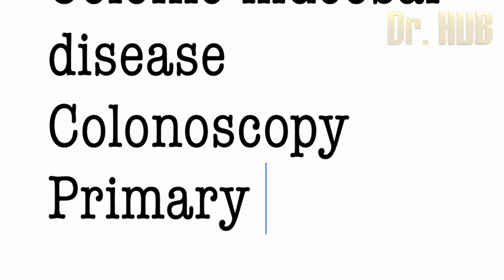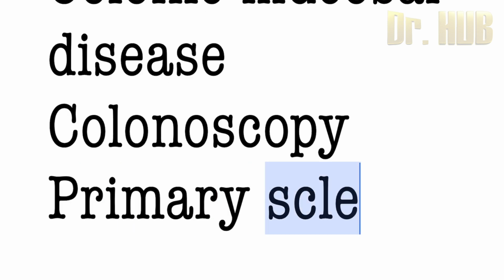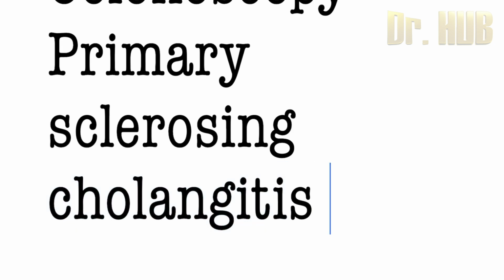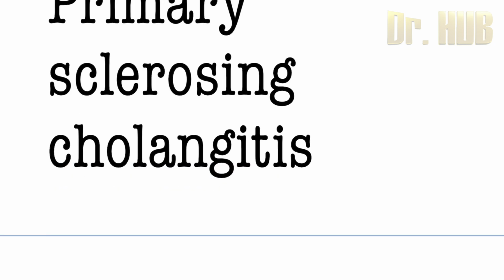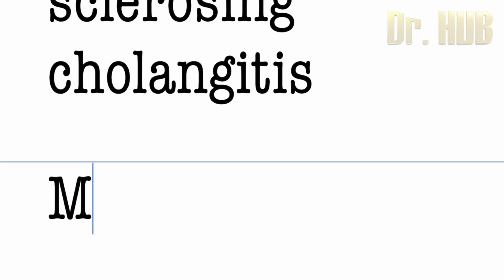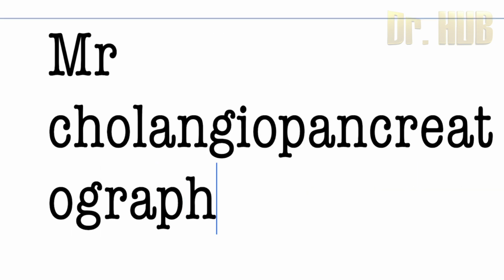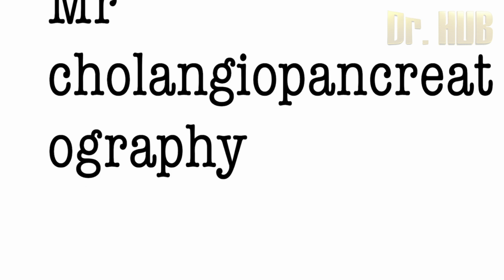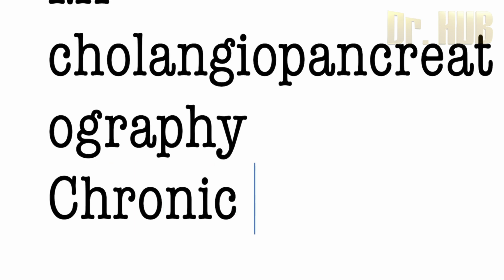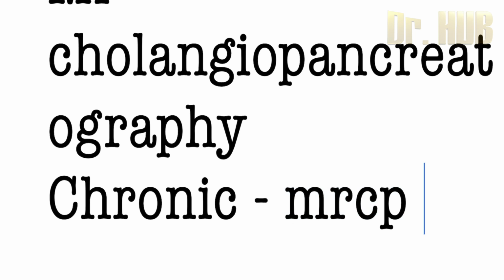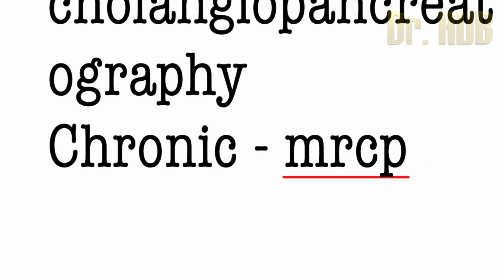Next is primary sclerosing cholangitis. In case of primary sclerosing cholangitis, there is magnetic resonance cholangiopancreatography. Then comes chronic pancreatitis. In case of chronic pancreatitis, it is always going to be the MRCP. So colonic mucosal disease, it was colonoscopy. In case of chronic pancreatitis, it is the MRCP.